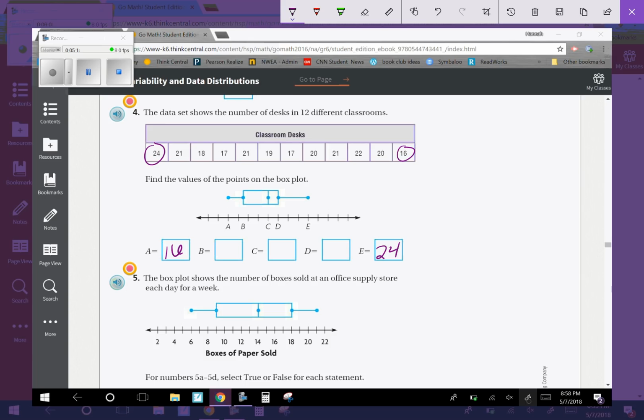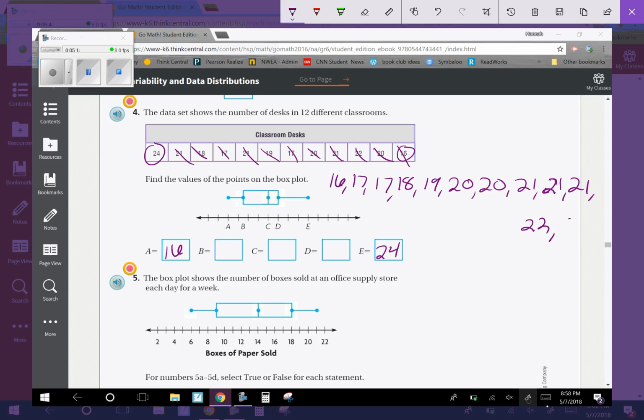Now I need to actually do some work and put them in order from least to greatest. So I have 16, 17, 17, 18, 19, 20, 20, 21, 21, 21, 22, and 24. Find the median.